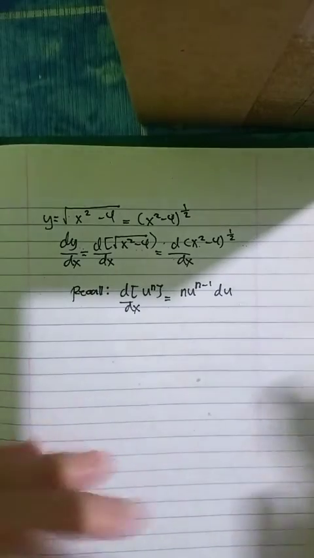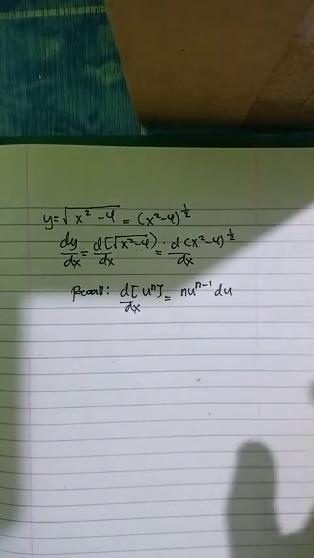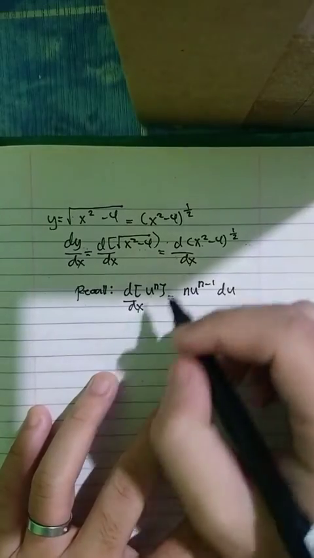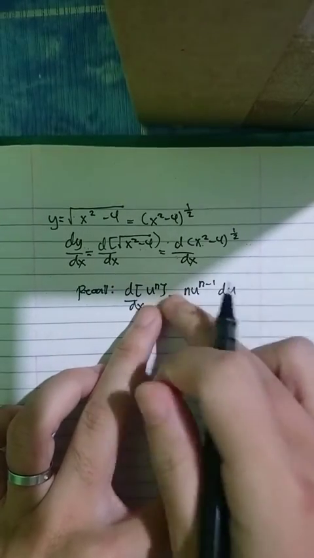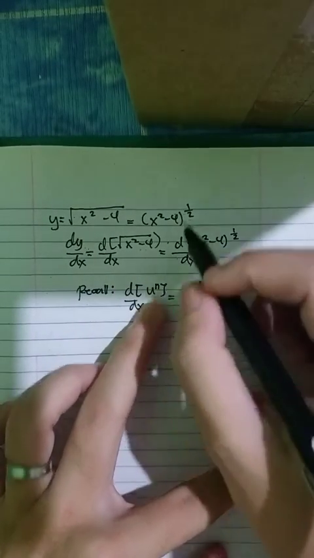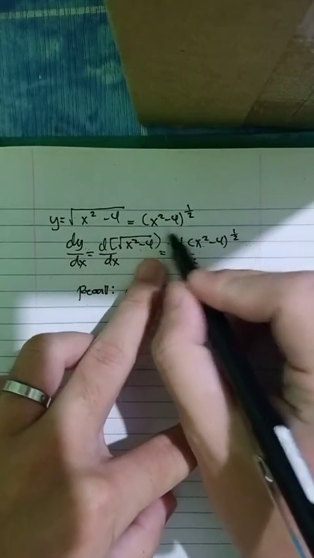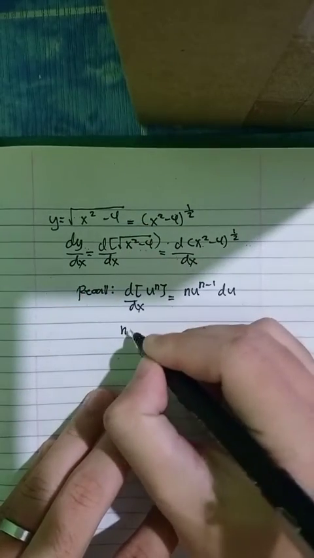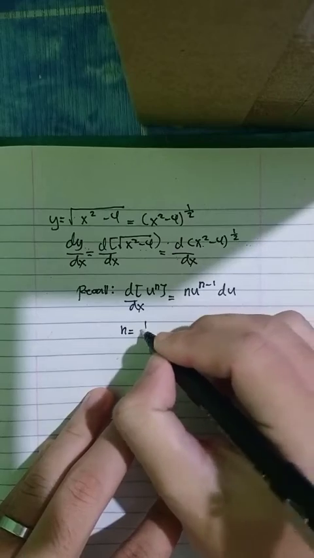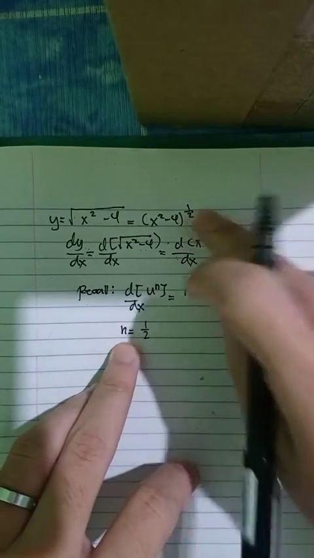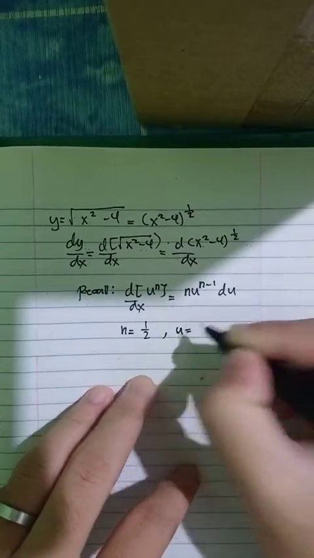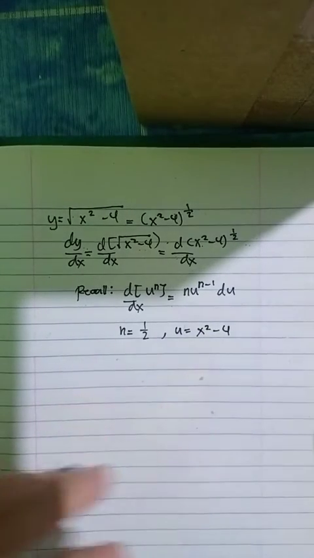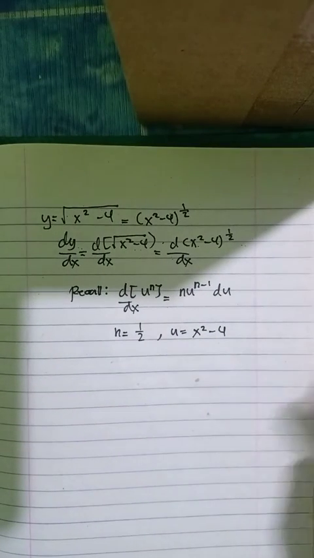Before we deal with our formula, first we're going to list down the most important parts of our expression in terms of this given formula. In u to the power of n, this is our u, the whole thing here, and this is the power n, which is 1/2. So just listing it down like this, our n is 1/2, and our u is the whole thing here, which is x squared minus 4. So now here we are.